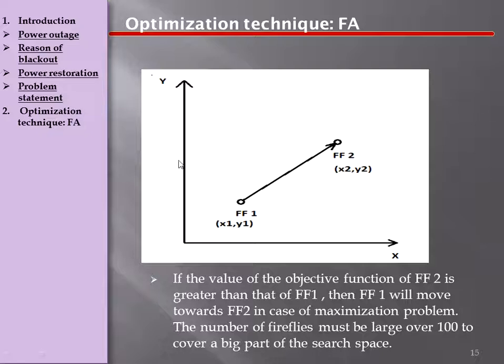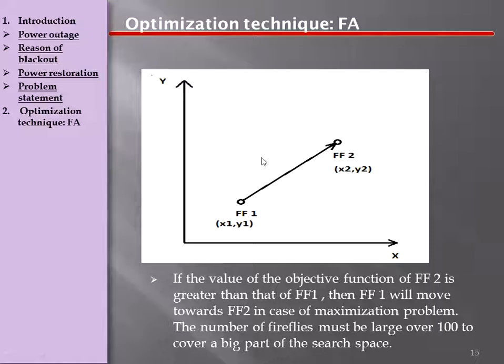So we've got an xy dimension for simplification in order to illustrate that. Here we've got Firefly 1 and Firefly 2, but in 2 dimensions, which means we've got only 2 employees or only 2 power stations. The main idea is that Firefly 1 will move toward the brighter Firefly, which is 2. In case Firefly 2 is brighter than Firefly 1, Firefly 1 will move to Firefly 2 in case of a maximization problem.